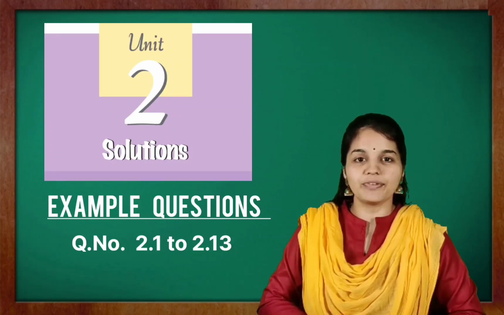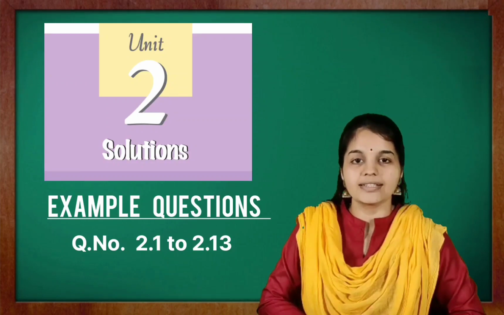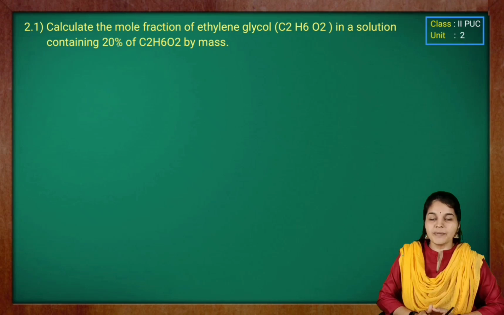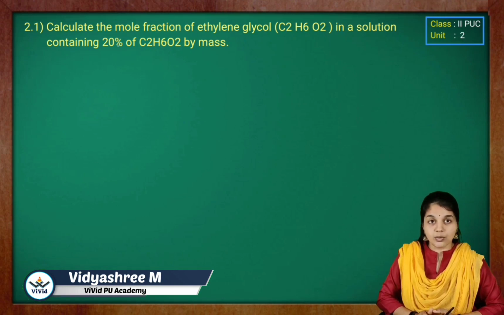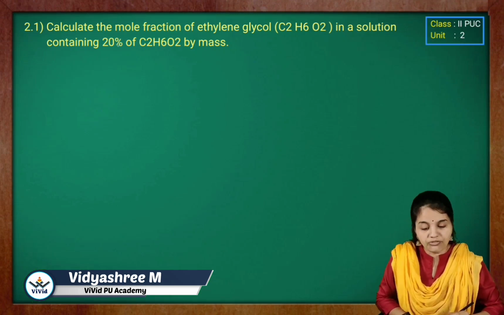In this video, we will be discussing the example problems from the NCERT textbook of Class 12 Chemistry, Chapter 2, Solutions. So the example 2.1: calculate the mole fraction of ethylene glycol, C2H6O2, in a solution containing 20% of C2H6O2 by mass. So here we need to calculate the mole fraction of ethylene glycol.